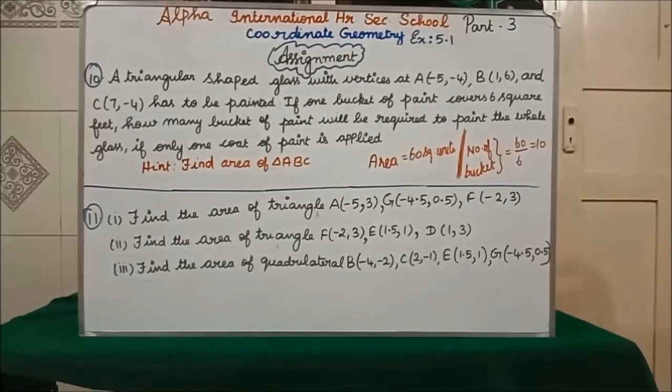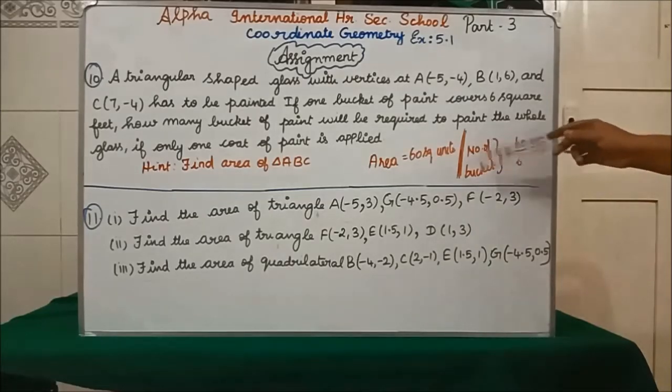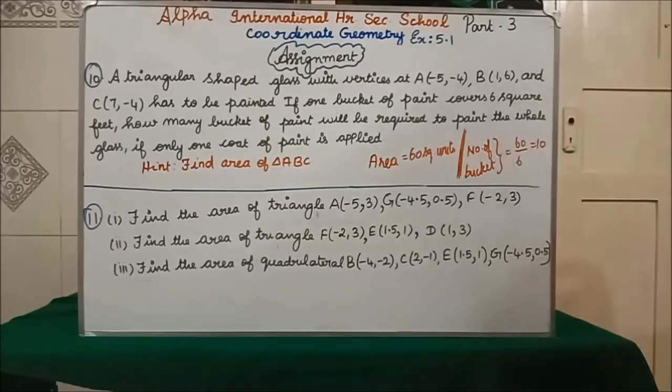Now see here what they were saying. We have to find the area of the triangle ABC with these given vertices. After finding, you will get the area equal to 60 square units. They were asking how many buckets we need to paint that triangle shaped glass. To cover 6 square feet, we have to paint 6 square feet. So that 60 answer you are going to divide by 6, so that you will get the number of buckets. So 10 is the number of buckets we need to paint the triangle. Clear? The glass shaped triangle.